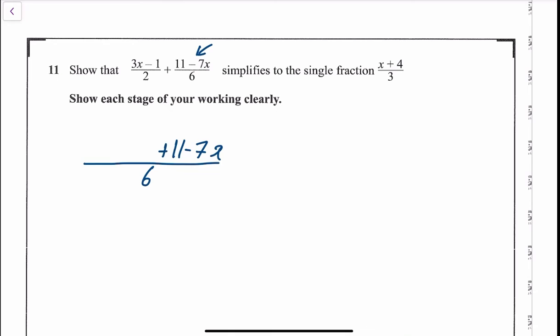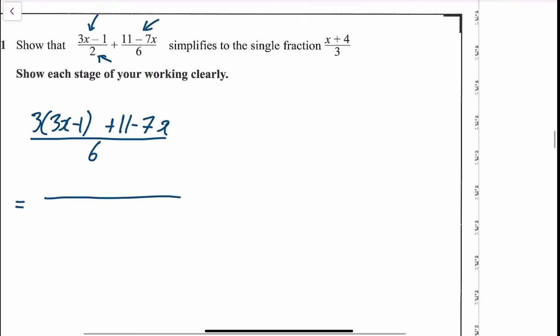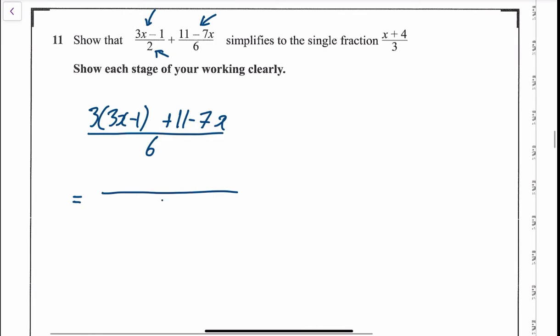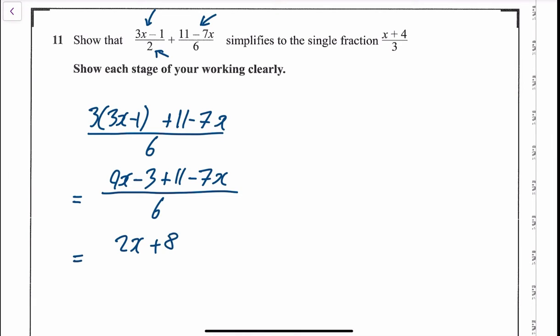And it was plus, and this one, you need to multiply by 3 to get 6, so you need to also multiply this top line by 3. This is the nicest way to set it out. Then just work down your page, multiply that top line, you're going to get 9x minus 3 plus 11 minus 7x, which tidies up to be just 2x plus 8 all over 6.